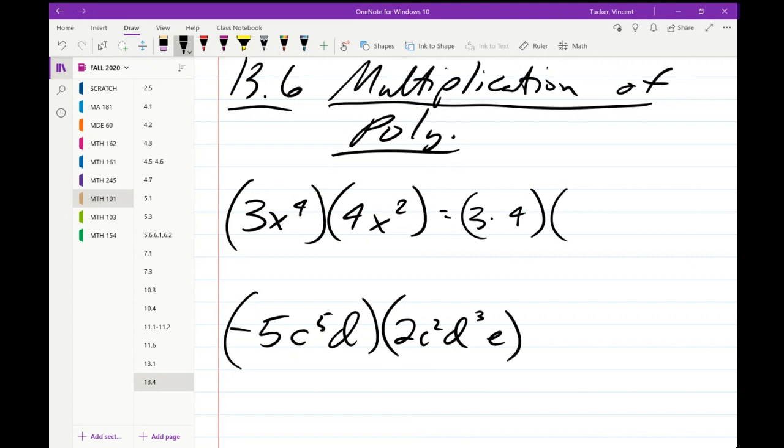It's with the hopes that at some point, you wouldn't have to write it all out. Just like with everything, you get used to doing it. You don't have to write down every single step, but most definitely I will because we're on the board. But 3 times 4 will give you 12. And then when you multiply like bases, you add your exponents, so it's x to the 6. 3 times 4 is 12. 4 plus 2 will give you 6.